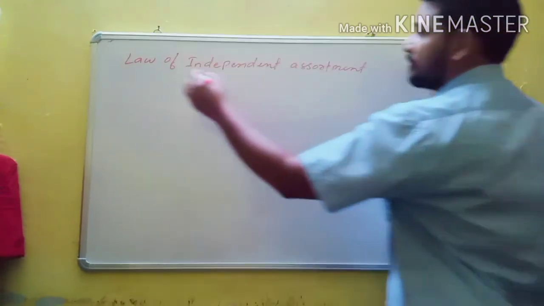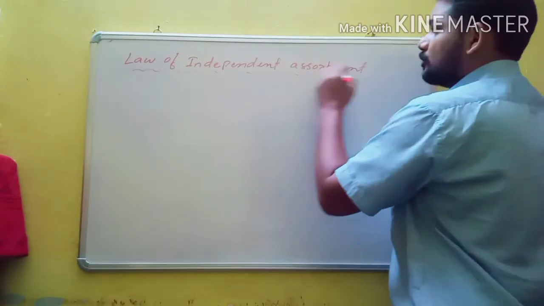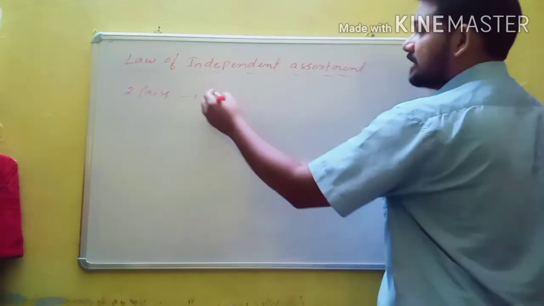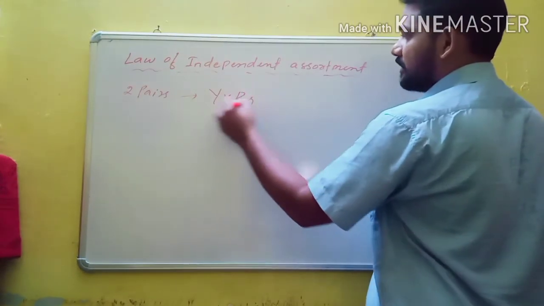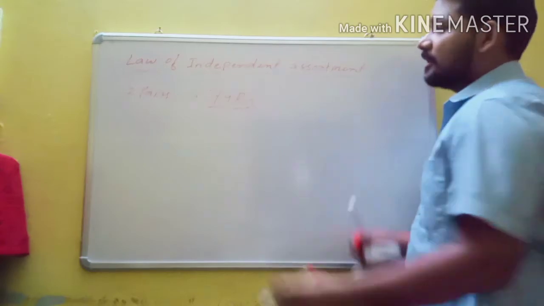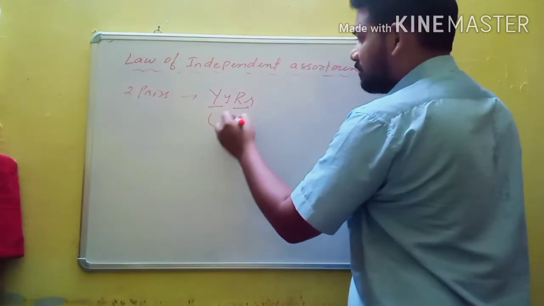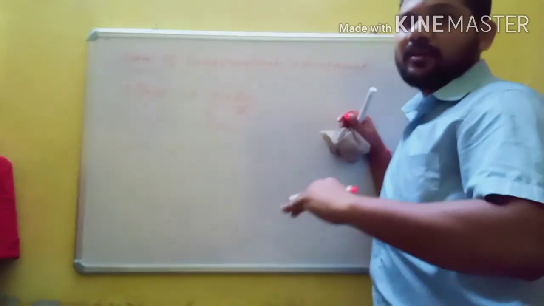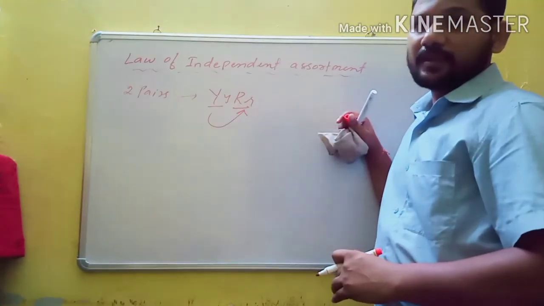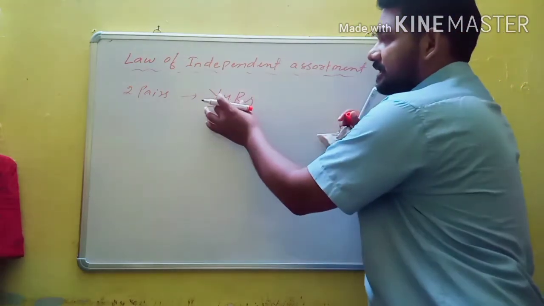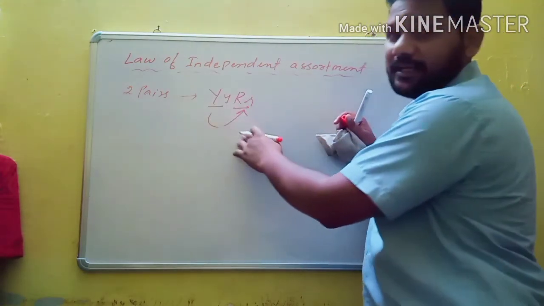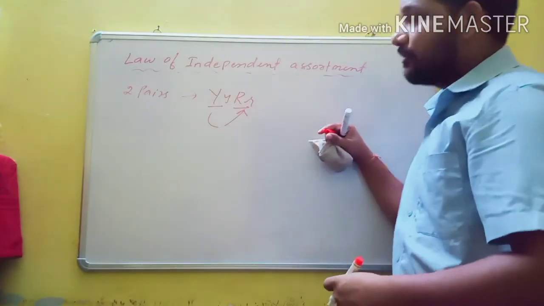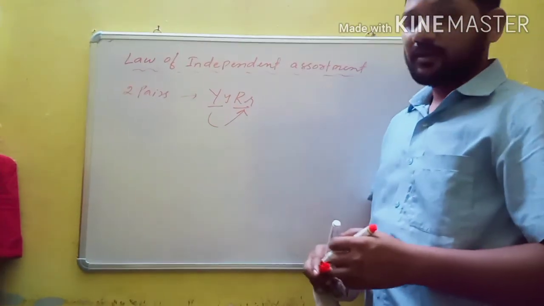So what is the law of independent assortment? When two pairs of characters are present in a hybrid, then one pair of characters is independently separated from the other pair of characters during gamete formation. When there are two pairs of characters in a hybrid, both are independently assorted from each other during gamete formation. So this is the definition of the law of independent assortment.